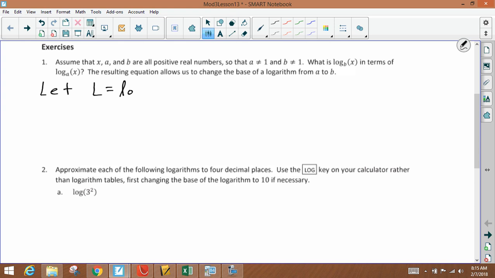Here we go. So the first move is I let L equal log base b of x. L is just a variable. What this allows me to say is that b to the L is equal to x.